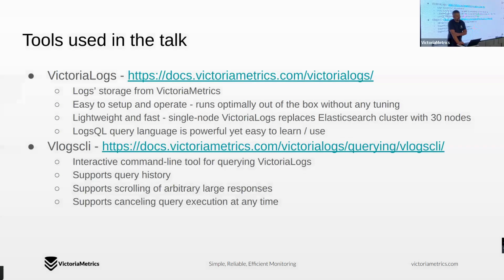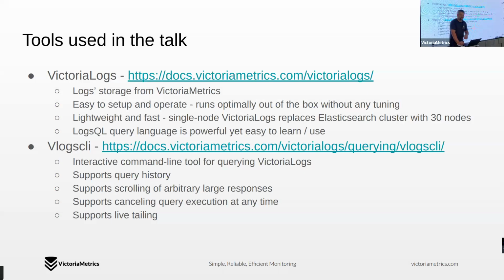And Vlogscli also supports canceling queries which take too much time to execute, because when you investigate logs, it's quite common to hit some queries which are too heavy to execute, and it's better to cancel them and refine them. Vlogscli supports canceling query execution by pressing just Ctrl+C, as in usual command line tools. And when you cancel query execution, this means that the query is instantly cancelled at the VictoriaLogs side. So VictoriaLogs stops executing this query and frees up all the resources occupied by this query.